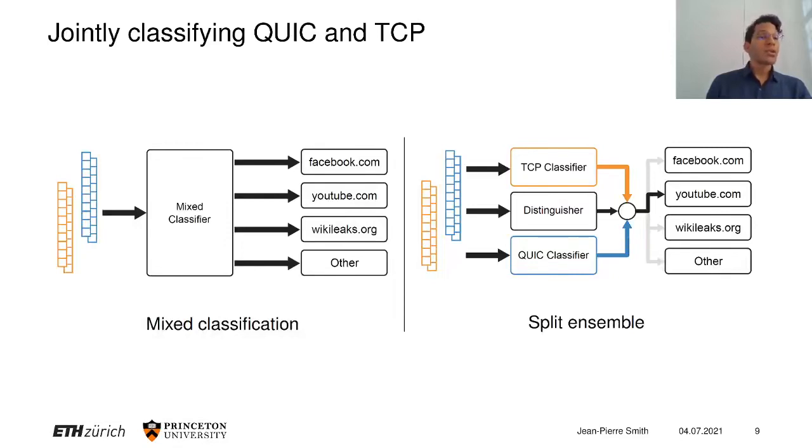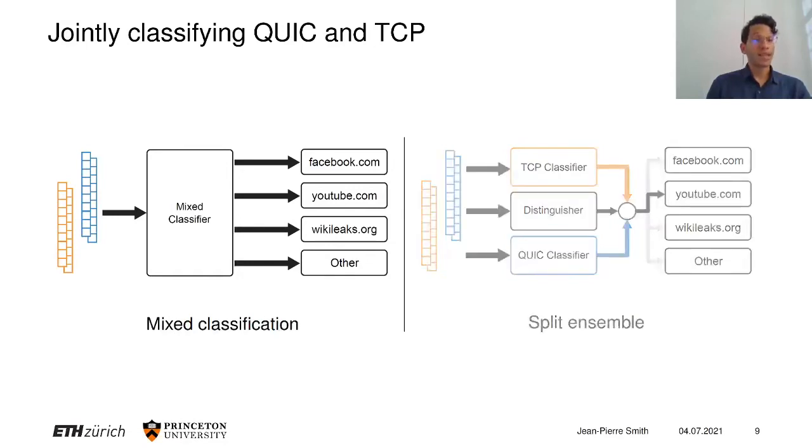The mixed approach, which is the direct approach, where the adversary takes a classifier and trains it on a mixture of QUIC and TCP samples. And another approach, which leverages the fact that since the TCP-only classifier and the QUIC-only classifier are so adept at detecting samples loaded with the respective protocols, if the adversary is able to distinguish whether a sample is a QUIC or a TCP sample, then he can pass it to the dedicated classifier.